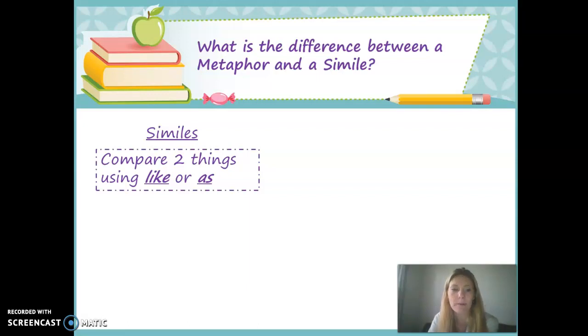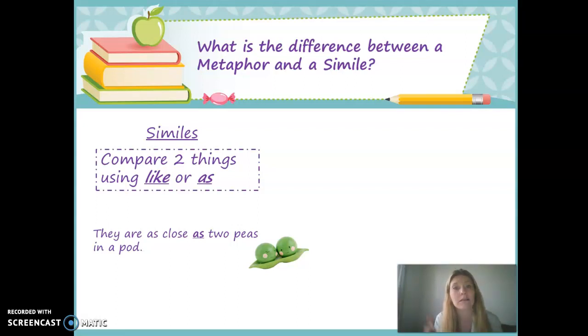For example, they are as close as two peas in a pod. We see that the word as is underlined in the sentence. This sentence compares two friends and saying that they're close, like two peas in a pod. Another example, he's wise like an owl. You'll see the word like is underlined. We're comparing someone to an owl because we say that owls are smart.